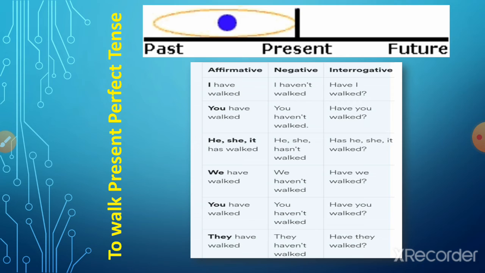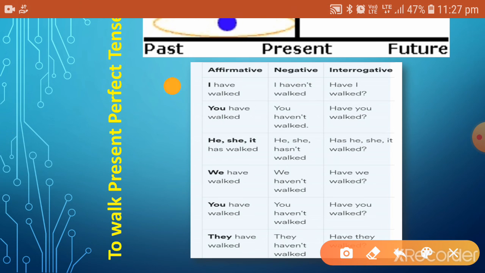Students, to work present perfect tense. Here are the forms of verb walk. It means walked, have walked, I have walked. You can check here. I have walked, you have walked, he, she, it has walked, we have walked, you have walked, they have walked. Here only one change you can see. When a subject is he, she, it, we have used here has as auxiliary.